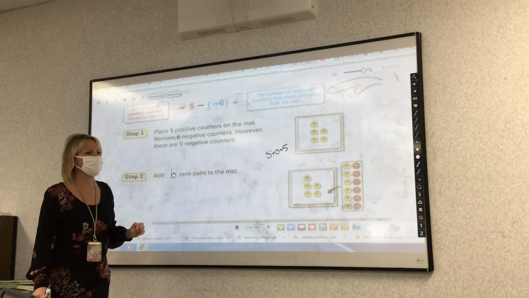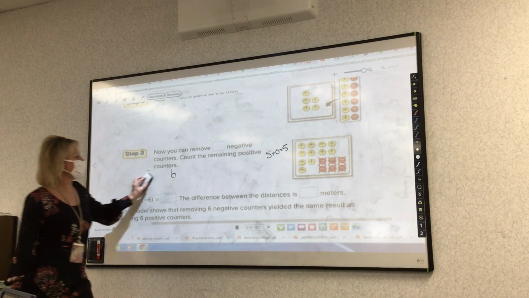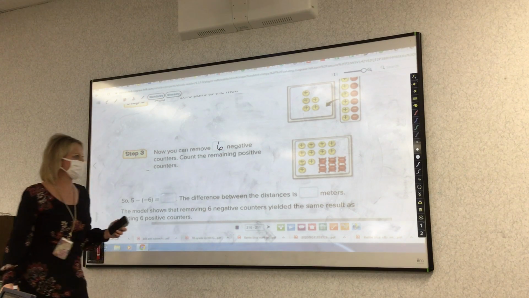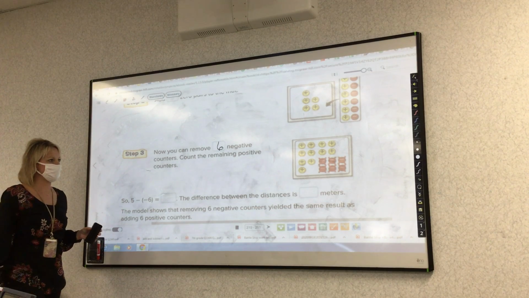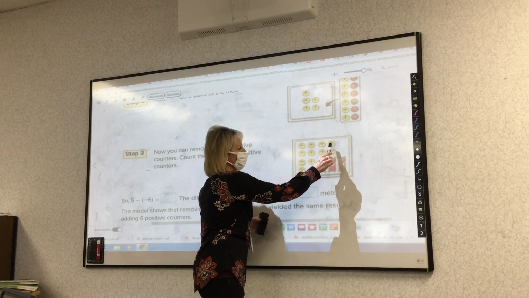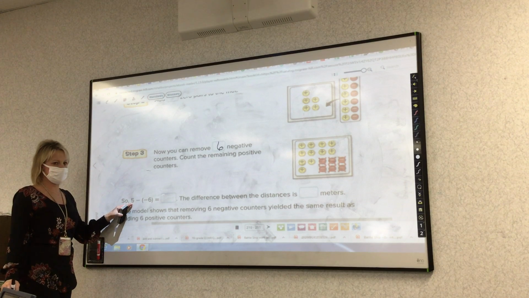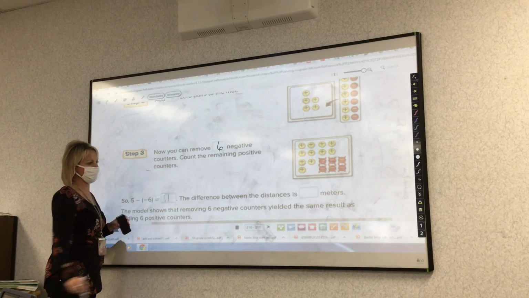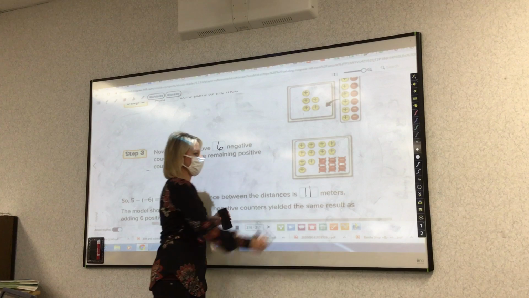Go ahead and scroll up. Then it says, now you can remove 6 negative counters. Count the remaining positive counters. So I have 1, 2, 3, 4, 5, 6, 7, 8, 9, 10, 11. So a 5 minus a -6 equals 11. The difference between the distance is 11.